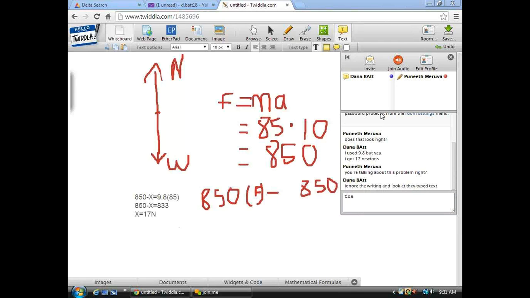Can you see what I'm doing? No, I can't really. I don't think, at least I can't see. I see you type the word "the" and ignore the writing. Look at the typed text. And I don't see any other typed text.